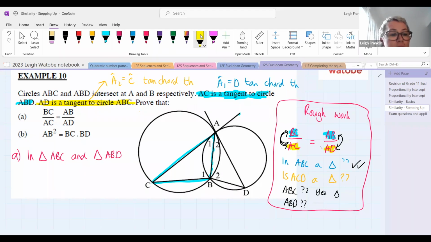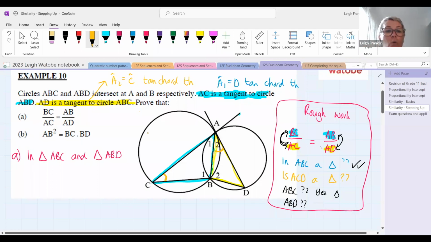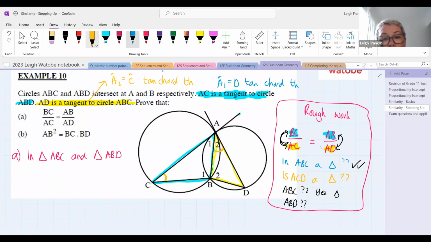And here is triangle ABD. Okay. Now remember, from our previous information, we already know something about angles here. So let's go and add that on. We know that angle A2 and angle C are equal to one another. Brilliant, because of tan chord theorem. We also know that angle A1 and angle D are equal to one another.